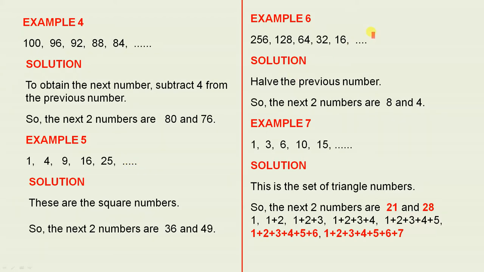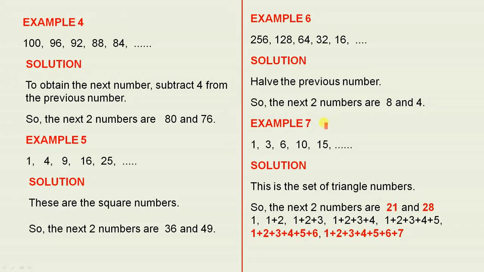Example 6. 256, 128, 64, 32 and 16. Halve the previous number. So that's the rule. So the next 2 numbers are 8 and 4. Half of 16 is 8. Half of 8 is 4.